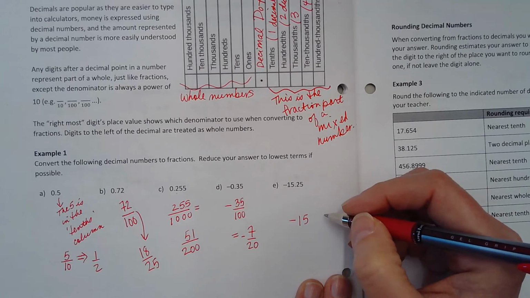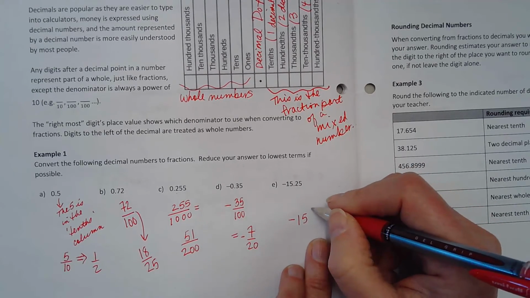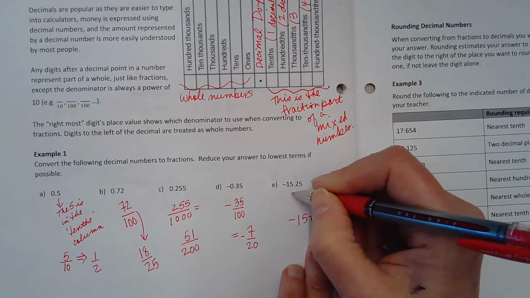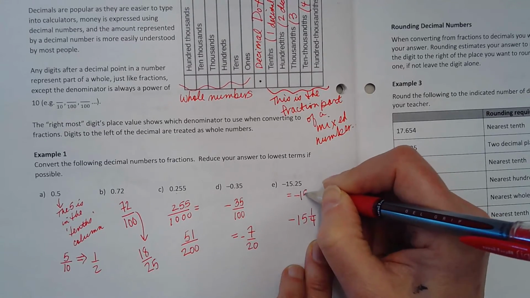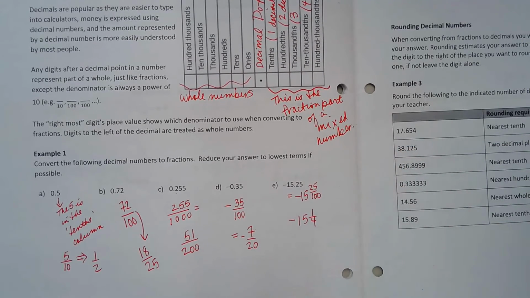So it would be 15. How do I express 0.25 as a fraction? It's really a quarter, right? Now you might have started off as 15 and 25 hundredths, but that becomes 15 and a quarter, negative 15 and a quarter. Okay?